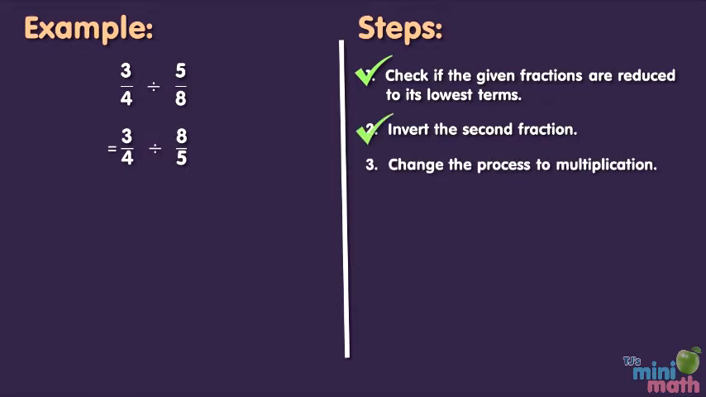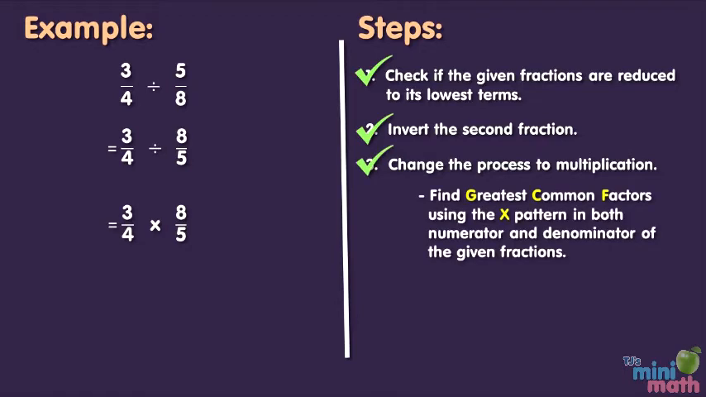Step 3. Change the process to multiplication. We are going to change the division symbol into multiplication symbol. So that is 3/4 times 8/5. Find the GCF using the X pattern in both numerator and denominator of the given fractions. The first pair here is 4 and 8, and the second pair is 3 and 5.